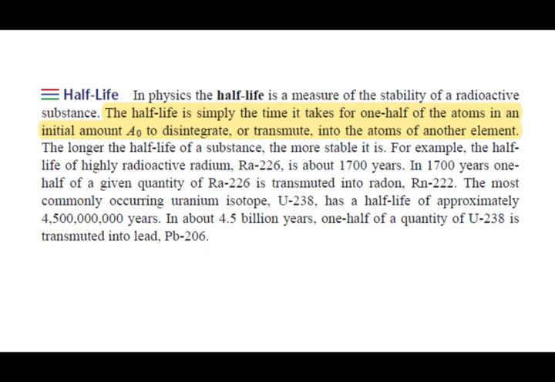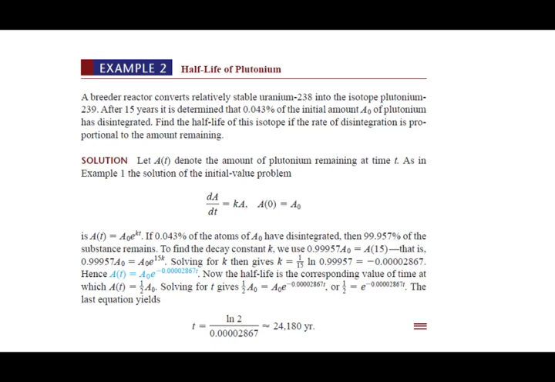The most commonly occurring uranium isotope, I don't remember how to pronounce it, has a half-life of approximately 4.5 billion years. Okay, 4.5 billion years. One half of a quantity is transmuted into lead. Okay, so this is pretty sad, right? Because we know that with uranium, they do really bad stuff, right? So do you know how much time it's going to take to disappear? Okay.